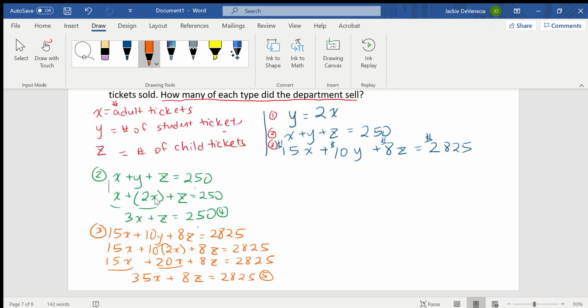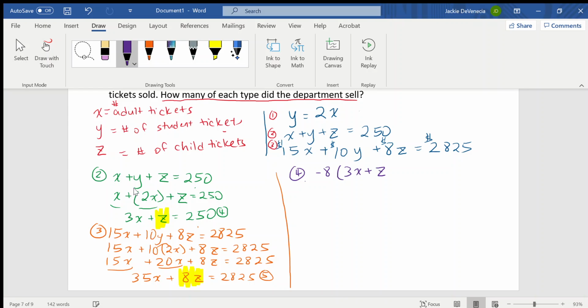Now both of them tell me absolutely nothing because they both have two variables. I have to eliminate one of those variables. Notice over here, we have a positive z and we have an 8z. For me to eliminate the z's, I need to make this plain z into a negative 8z. So I'm going to take this fourth equation and multiply it by a negative 8.